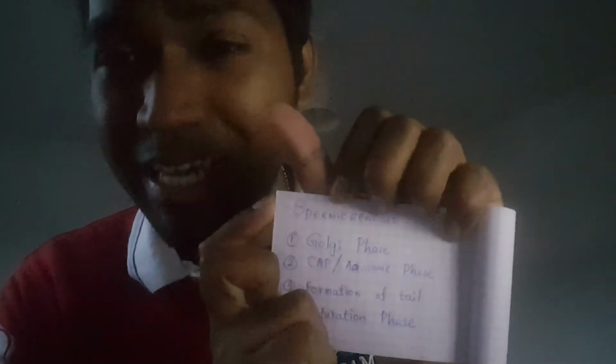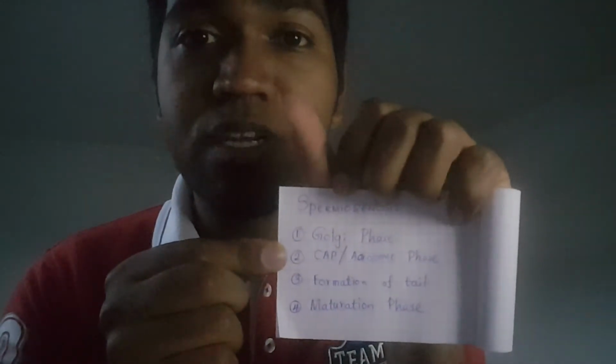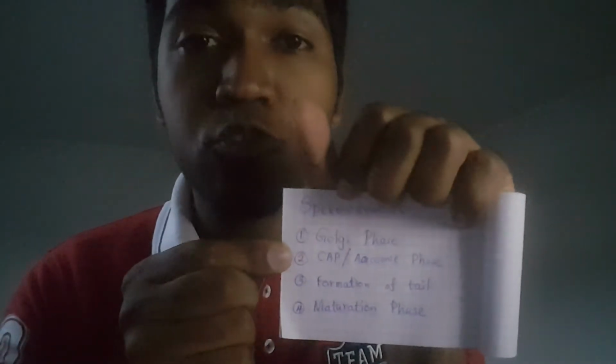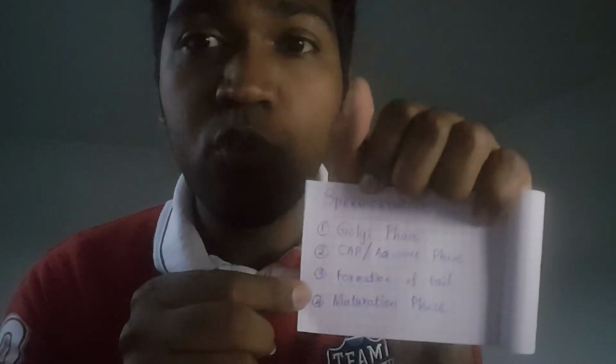Once it becomes the spermatids, it undergoes the third process, the maturation process, which is known as spermiogenesis. And again, spermiogenesis has 4 steps. What are the 4 steps? First one is the Golgi phase. Second one is the cap or acrosome phase. Third one is the formation of the tail. Fourth one is the maturation phase.